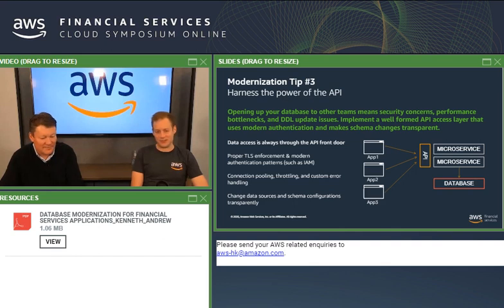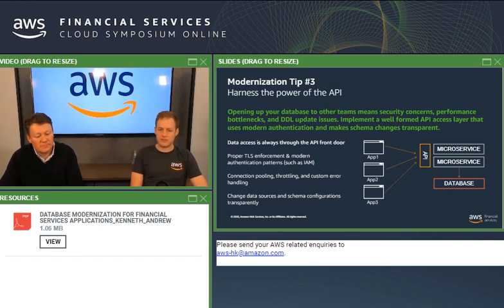Great, thanks a lot, Ken. So our modernization tip number 3 is all about harnessing the power of the API. This is less about the specific database that you choose and more about how your users access that database and how you share that database with other teams in your organization.